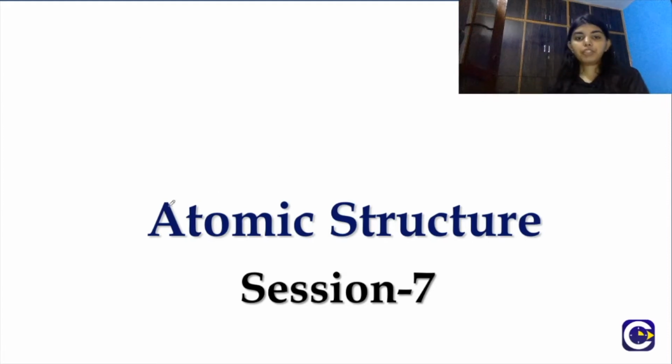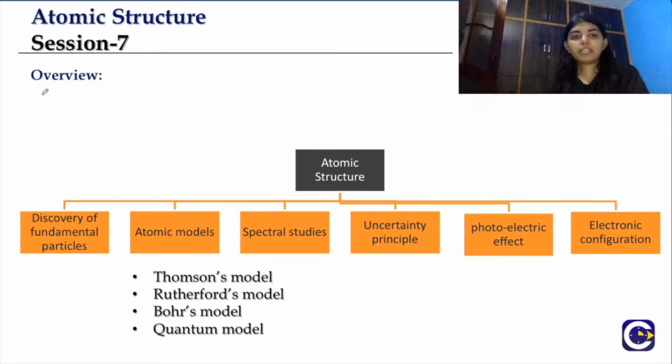So hello everyone, today we will start with session 7 of atomic structure. This is the basic overview of session 7 of atomic structure: discovery of fundamental particles, neutron, proton and electrons, and we consider the atomic models, that is Thomson, Rutherford and Bohr's. Bohr's model we have discussed to some extent, and the spectral studies have also been discussed. Uncertainty principle, photoelectric effect and the electronic configuration we will be discussing in the upcoming session. So this session will consist basically of the drawbacks of Bohr's model of an atom.